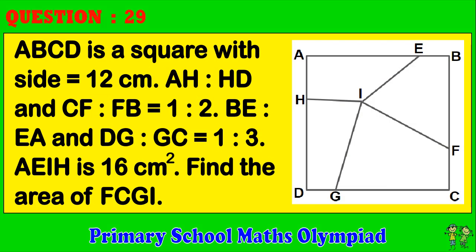Question 29. ABCD is a square with side equals 12 centimeters. AH to HD and CF to FB equals 1 to 2. BE to EA and DG to GC equals 1 to 3. AEIH is 16 centimeters square. Find the area of FCGEI.